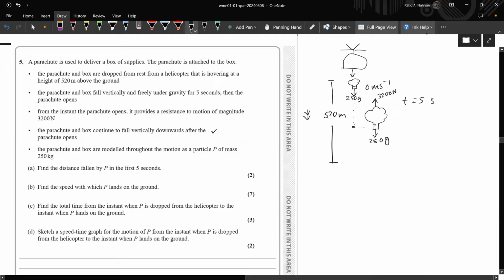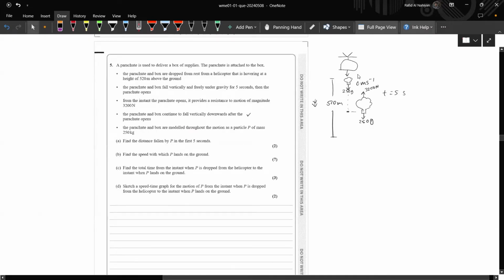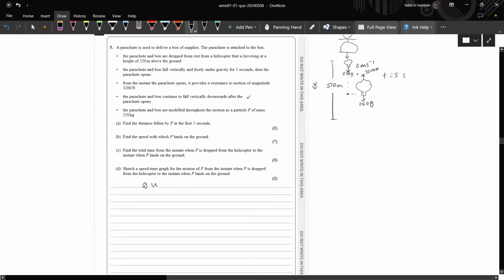Right, so the first question is pretty easy. It says the distance fallen by P in the first 5 seconds. How do I do that? Well, if I just list the things I know, I've got the initial velocity as 0, and I do know that the acceleration is 9.8. It's always 9.8, right? So I have to find out the distance. And what else do I have? I do have the time. The time is 5 seconds. So I can easily find out the distance.